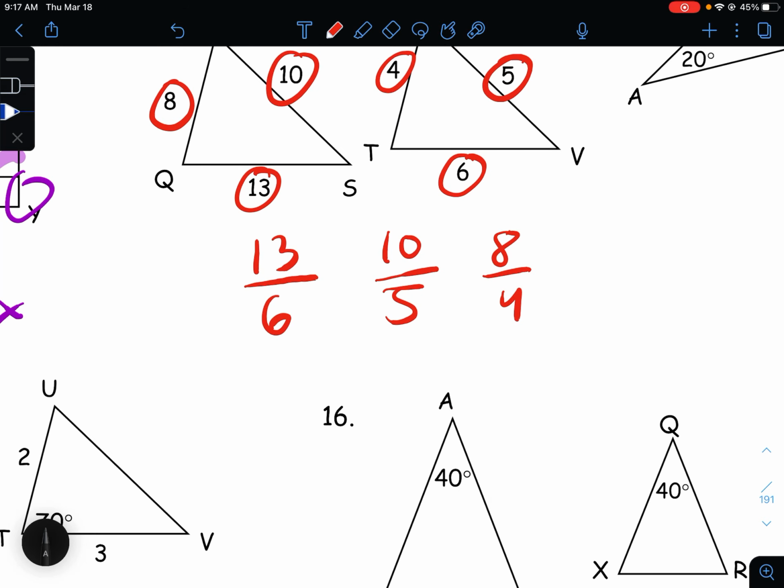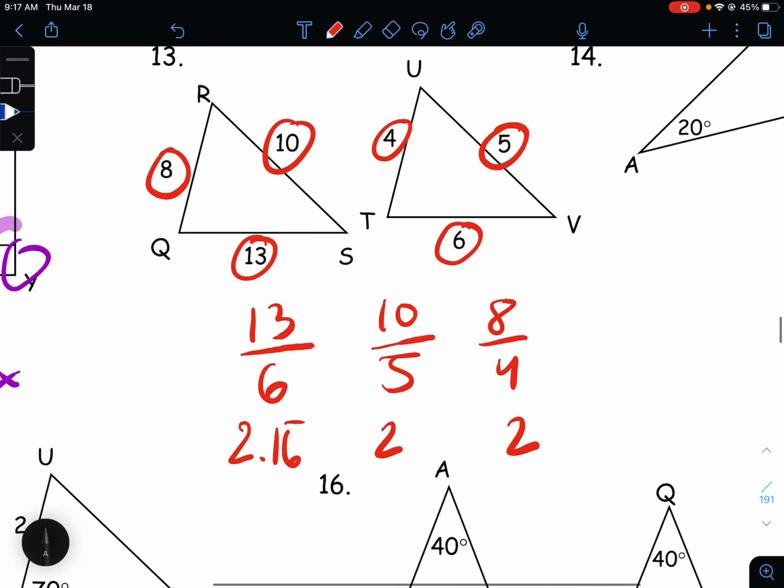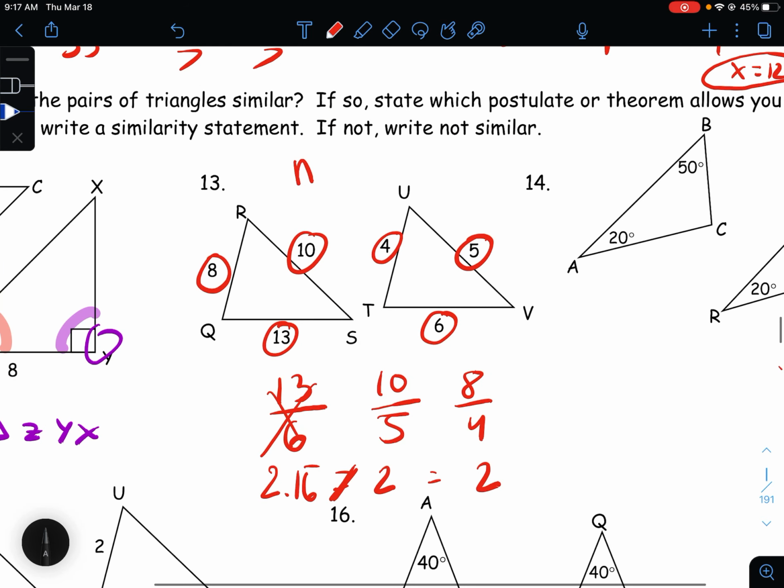So when you plug these in, you get 13 divided by 6, which gives me 2.16 repeating. Then I do 10 divided by 5, which gives me 2. And I do 8 divided by 4, which gives me 2. Even though I have two sides that are proportional, this side makes it not work. It's not proportional. Since this doesn't equal that, you would say not similar. All right, all those proportions need to equal each other. And then you can't write a similarity statement because they're not similar.